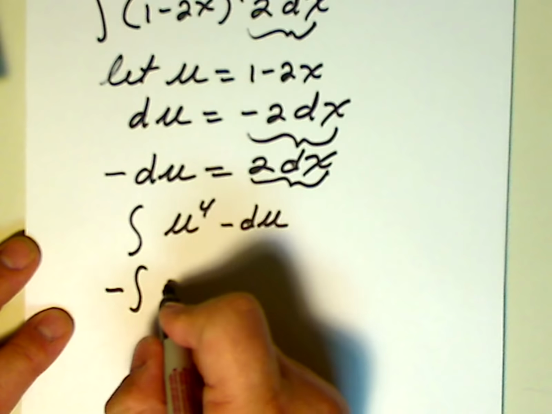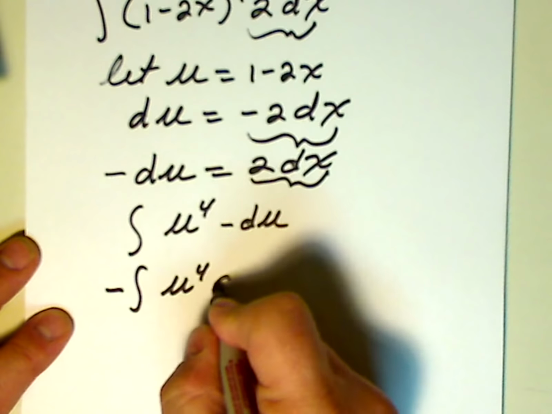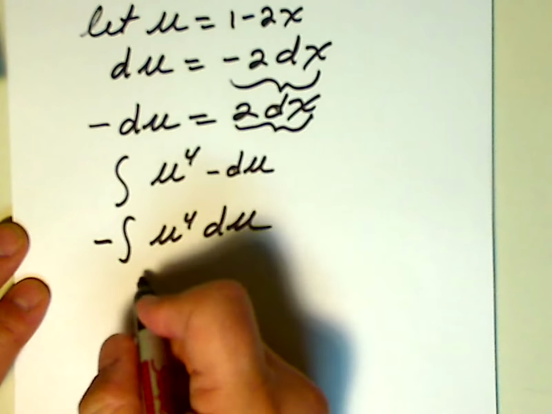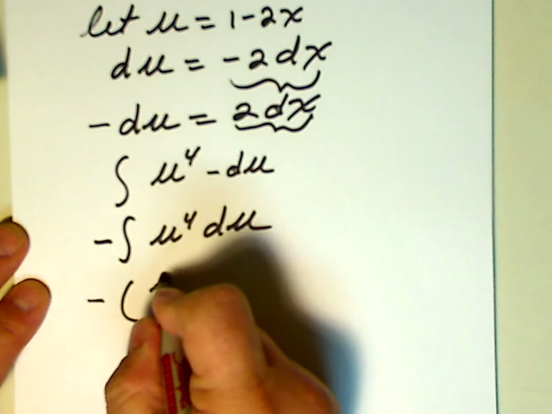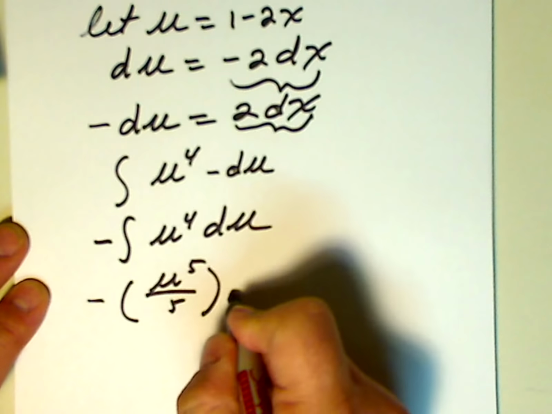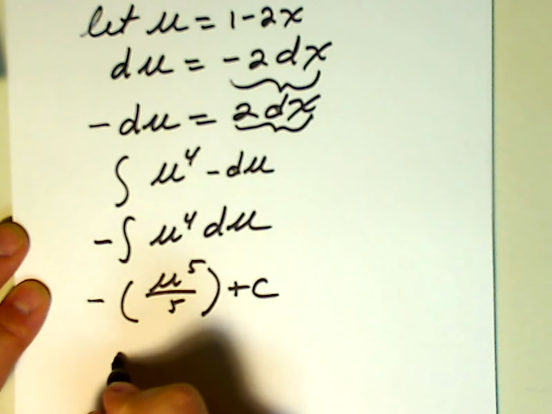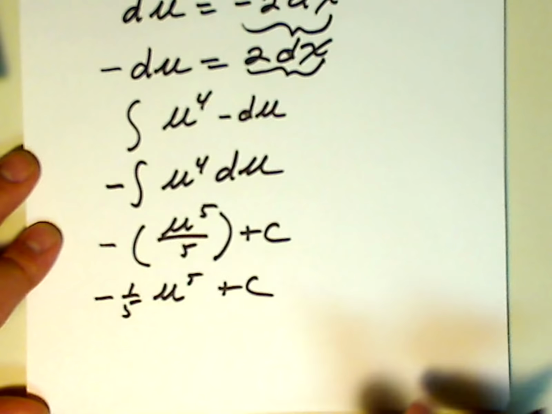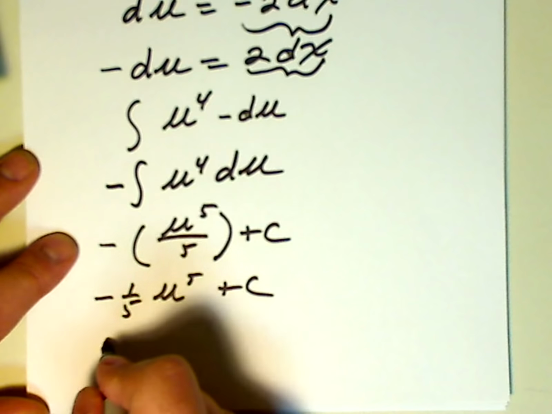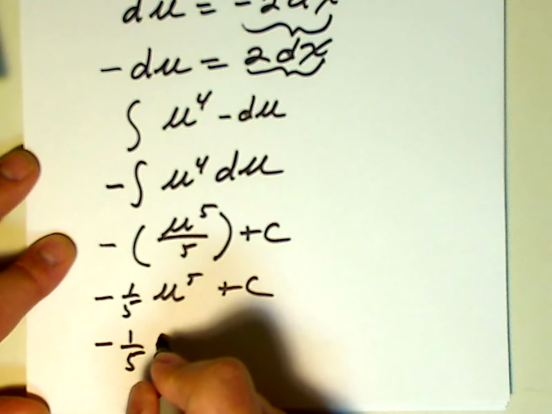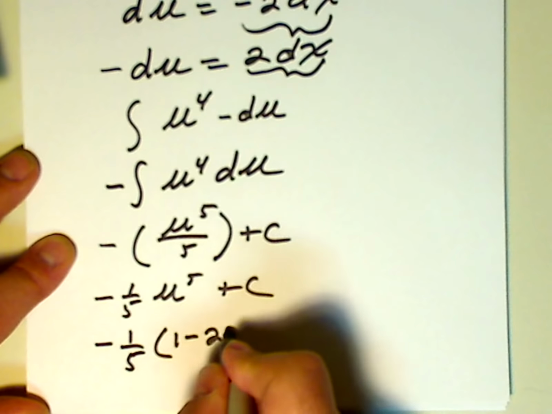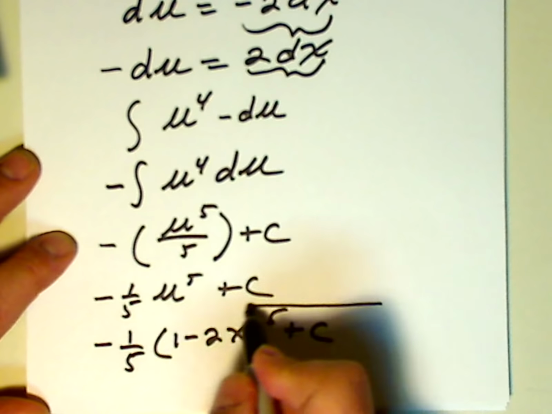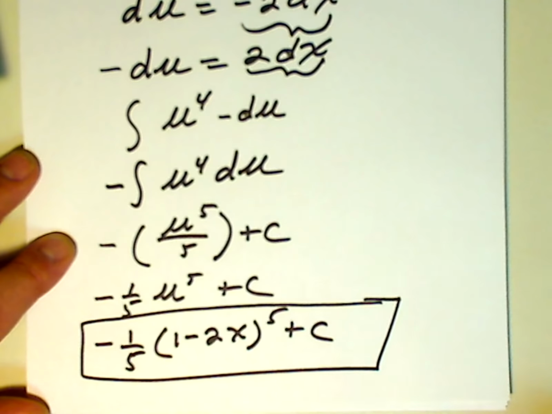So we have the negative of the integral of u to the fourth du, and we can go ahead and integrate this using the power rule. So we have negative u to the fifth over 5 plus c, which gives us negative 1/5 u to the fifth plus c. And let's make our back substitution now. Negative 1 over 5 times 1 minus 2x to the fifth plus c. There's our integral.